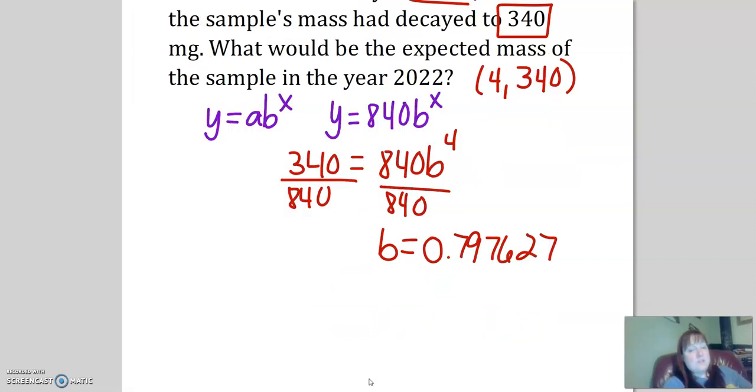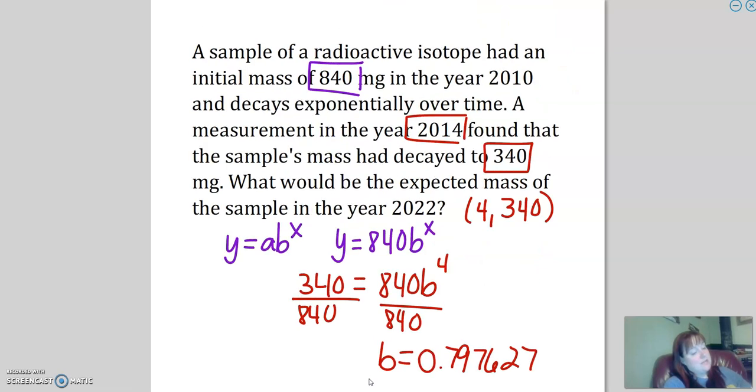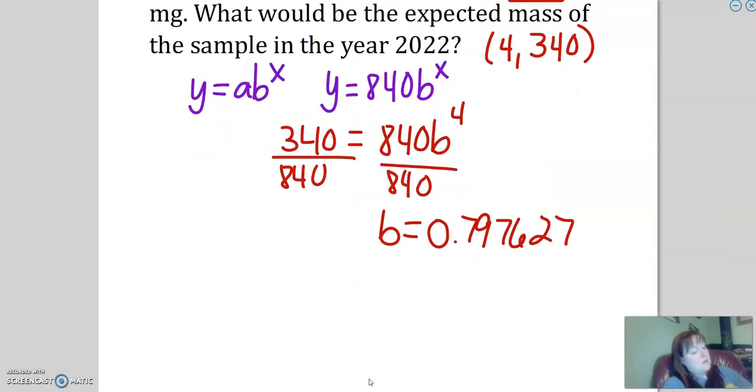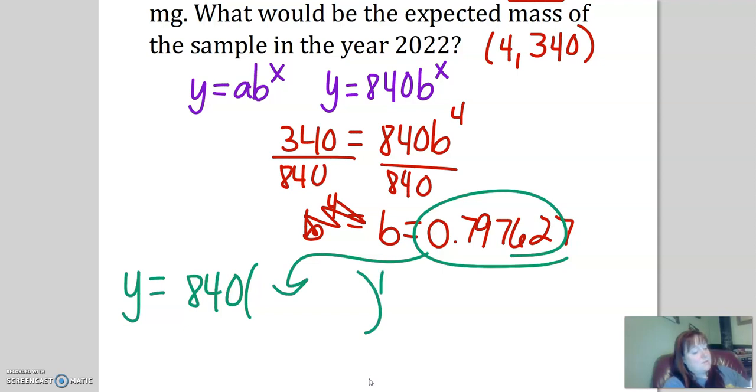So now we need to figure out what's going on in 2022. Well, how many years is that from our initial sample? Our initial sample was in 2010, so this is 12 years from then. So we have y. Ooh, that's ugly. All right, y equals 840, and then whatever this b is, I'm just going to plug that in right here to the 12th.